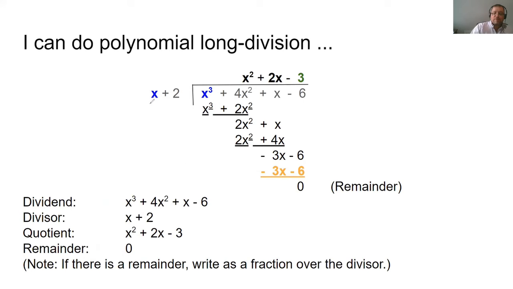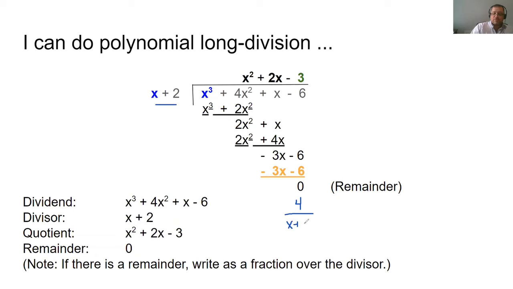The divisor, that's what we are dividing by. The quotient, that's our answer up here. And the remainder. Now, if there was a remainder, let's say you got a 4 there, because you could get a remainder. If you get a remainder, all you have to do is put that remainder over the divisor.